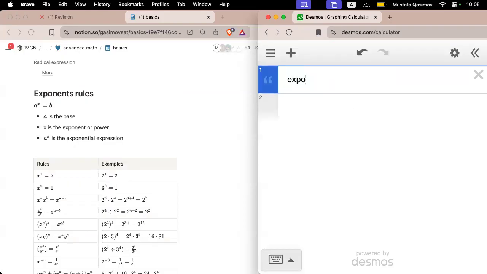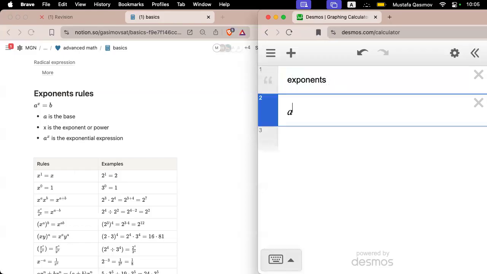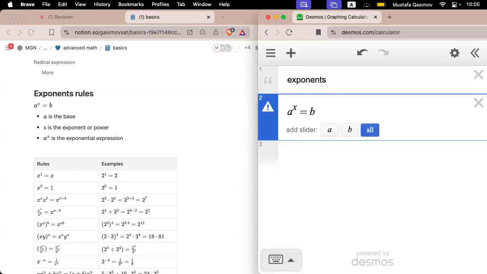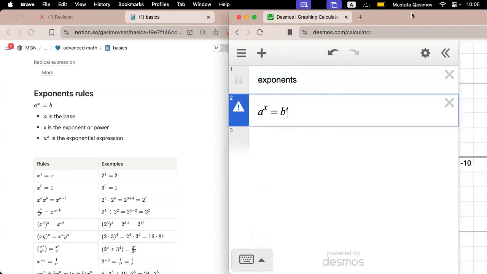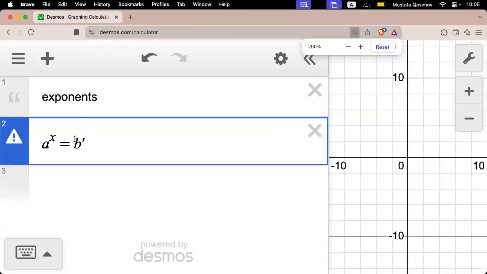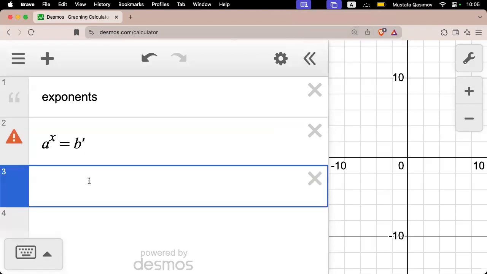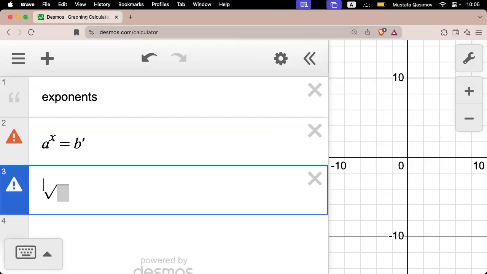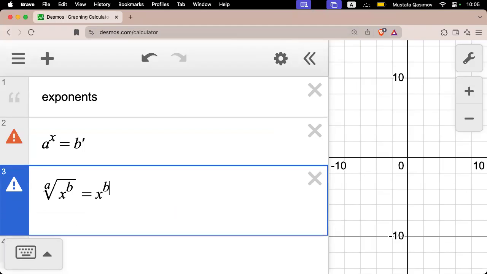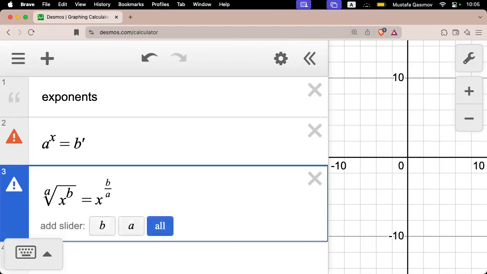For exponents, when we have x as an exponent, it's called an exponential expression. Here A is called the base, x is called the exponent, and b is the result. You can think of it like that. Here, the most important rule is this: when you have the nth root of x with power of b, it is equal to x with power of b over a. Most of the time, exam questions are related to that one.